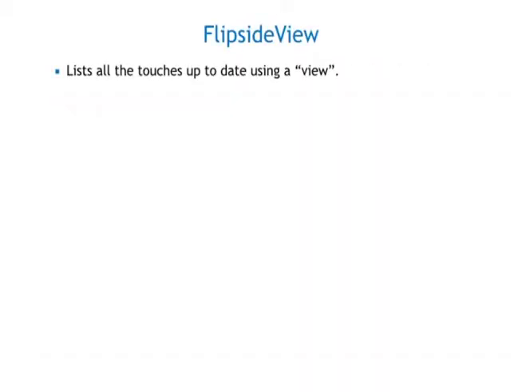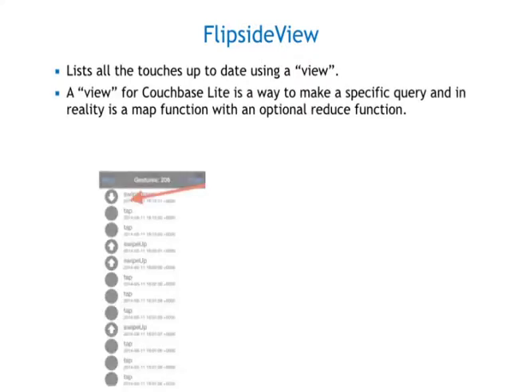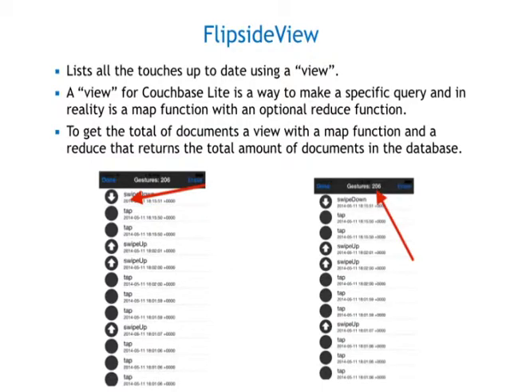The flipside view lists all the touches up to date using a view. A view for Couchbase Lite is a way to make a specific query, and in reality is a map function with an optional reduce function. To get the total documents, we use a view with a map function and a reduce function that returns the total amount of the documents in the database.